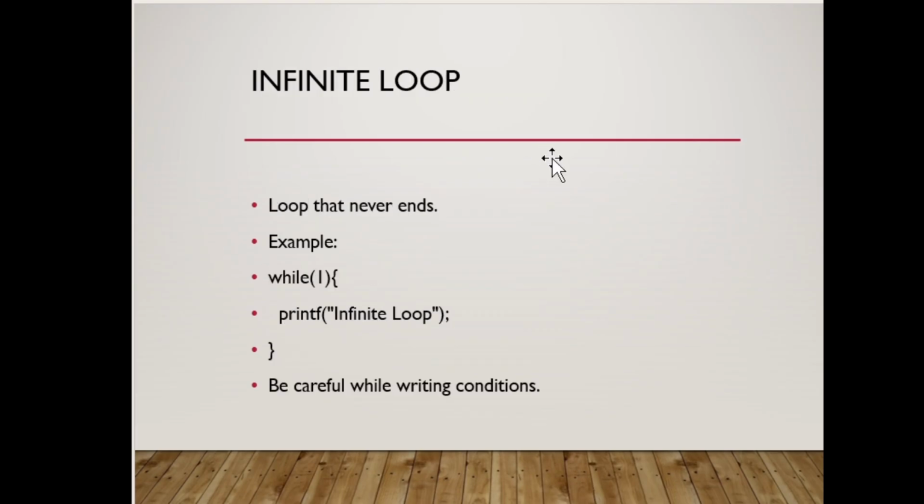Infinite loops. An infinite loop is a loop that never stops running. This usually happens when the condition always remains true. Its syntax is while(1) printf infinite loop. Be careful while writing the condition. Since 1 is always true, the loop runs forever. Infinite loops are sometimes used intentionally, in operating systems, servers, and game loops, but we must be careful because accidental infinite loops can crash programs.